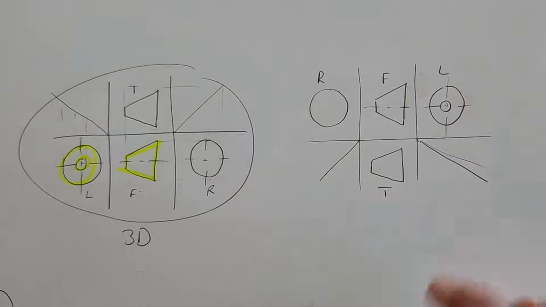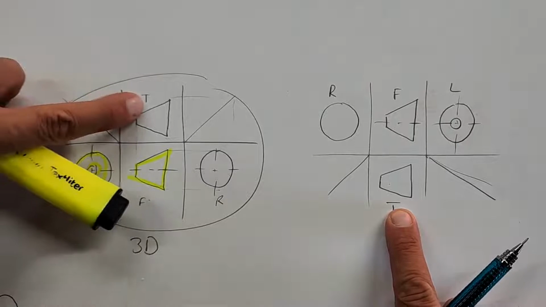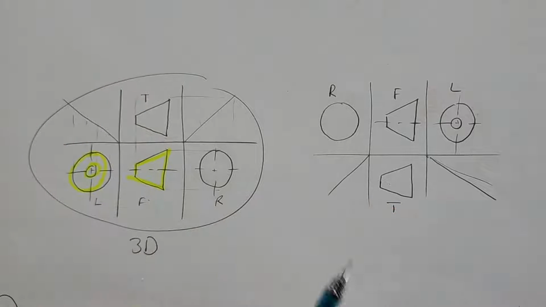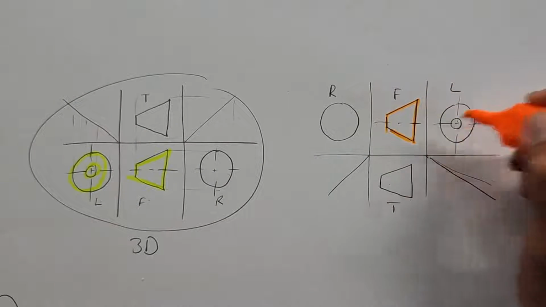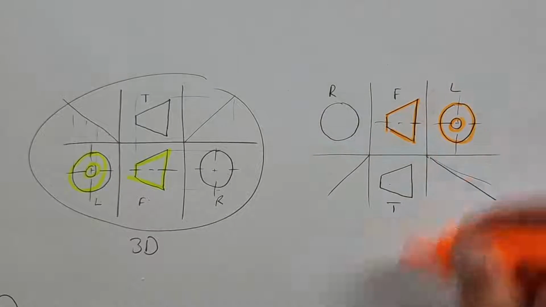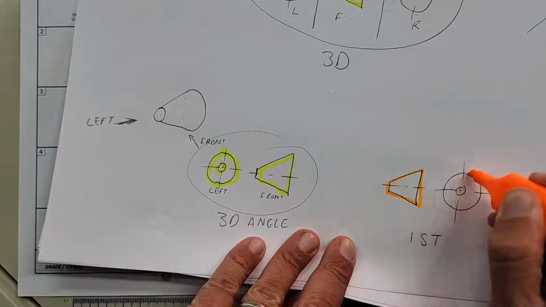Which view is always on its own? Top view. Look at the positioning here. If I laid this out: front, left. You see here? Same thing.